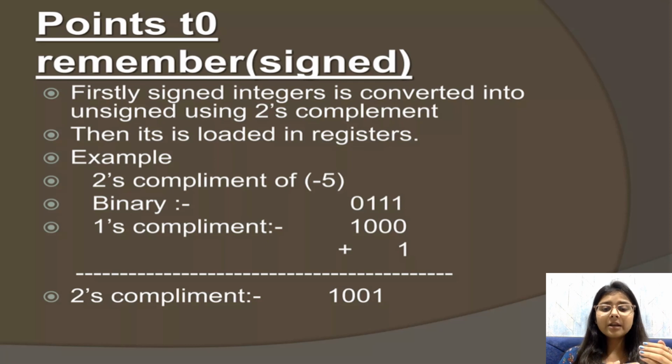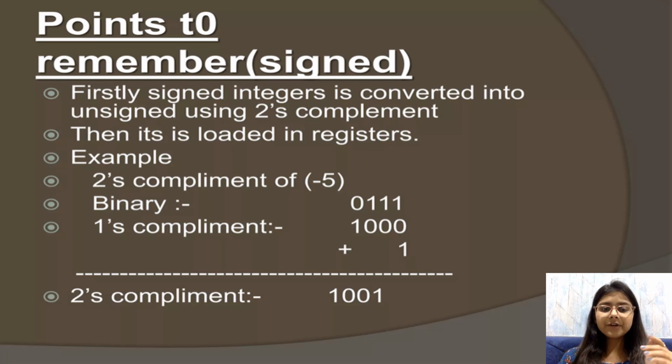Okay, you need to find the binary value of that number, and after converting into binary, you have to convert all the ones into zeros and zeros into ones. That will be your one's complement. Okay, and after adding 1 to the 1's complement, you will get your 2's complement value.